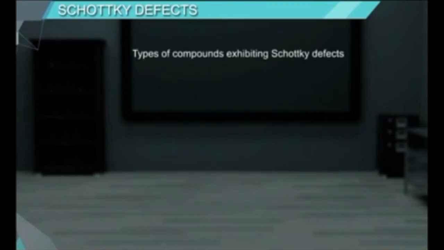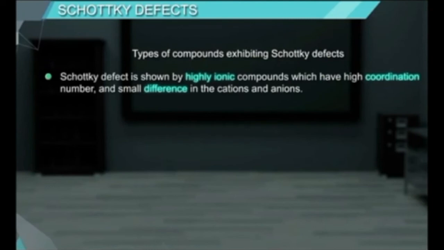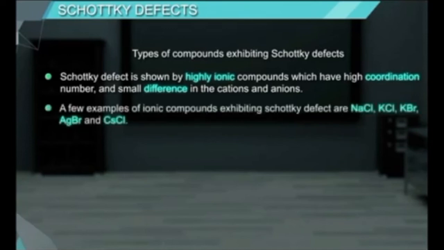Types of compounds exhibiting Schottky defects. Schottky defect is shown by highly ionic compounds which have high coordination number and a small difference in the sizes of cations and anions. A few examples of ionic compounds exhibiting Schottky defect are NaCl, KCl, KBr, AgBr, and CsCl.